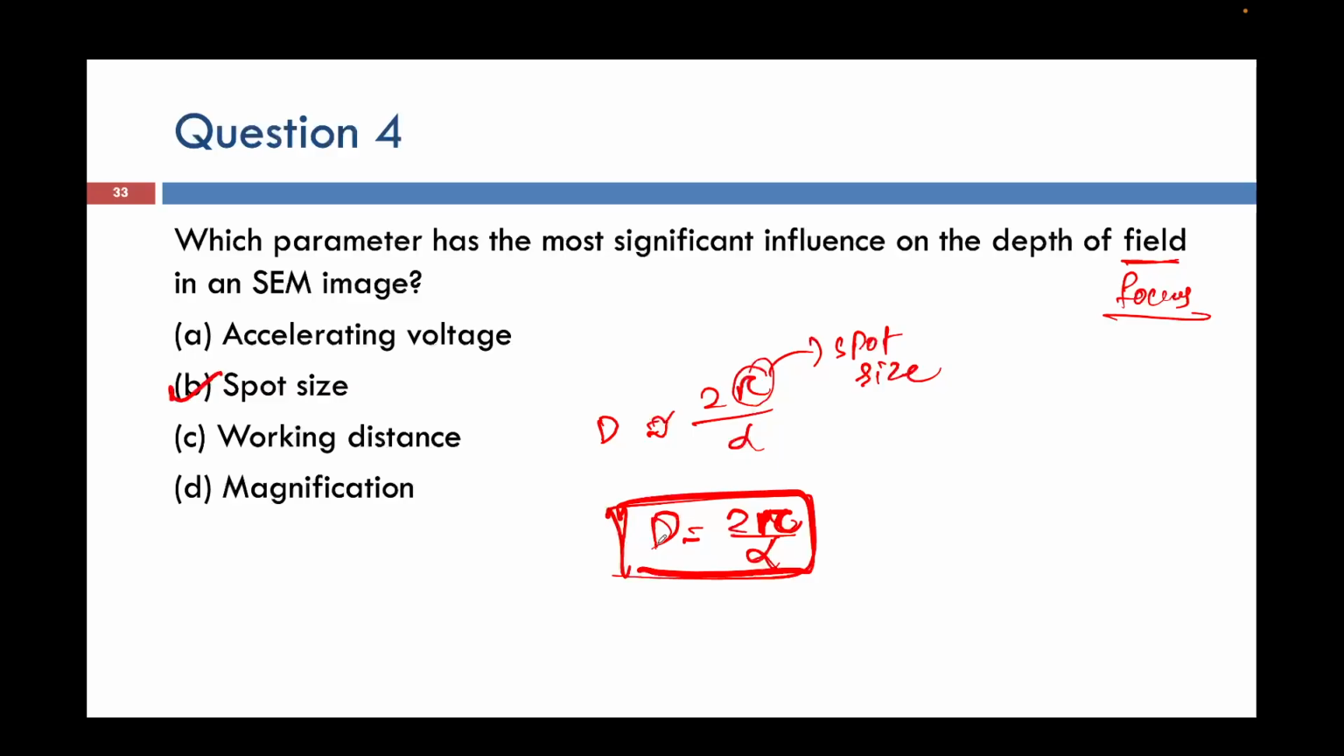Others will also influence, like R is also associated with magnification, and alpha is also associated with working distance. So in that case they will also affect, but when it says most significant influence, you should consider this formula, which is D is equal to 2R by alpha.